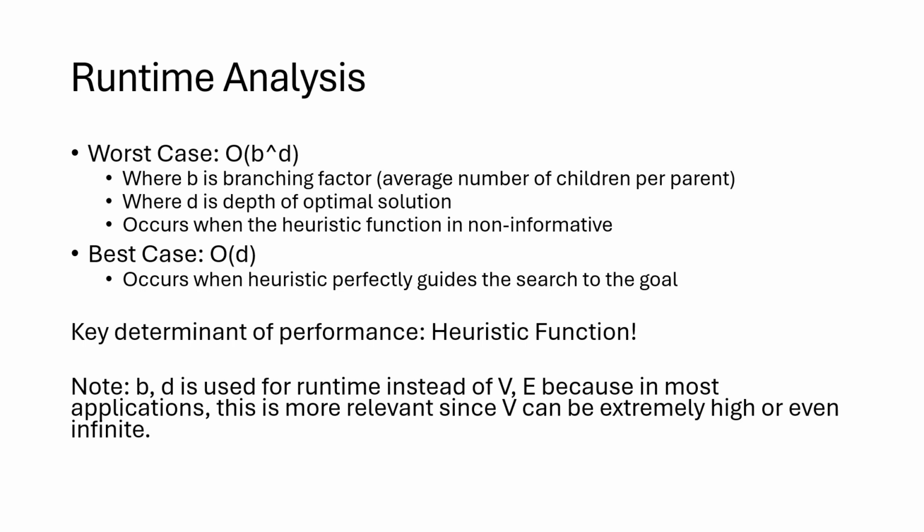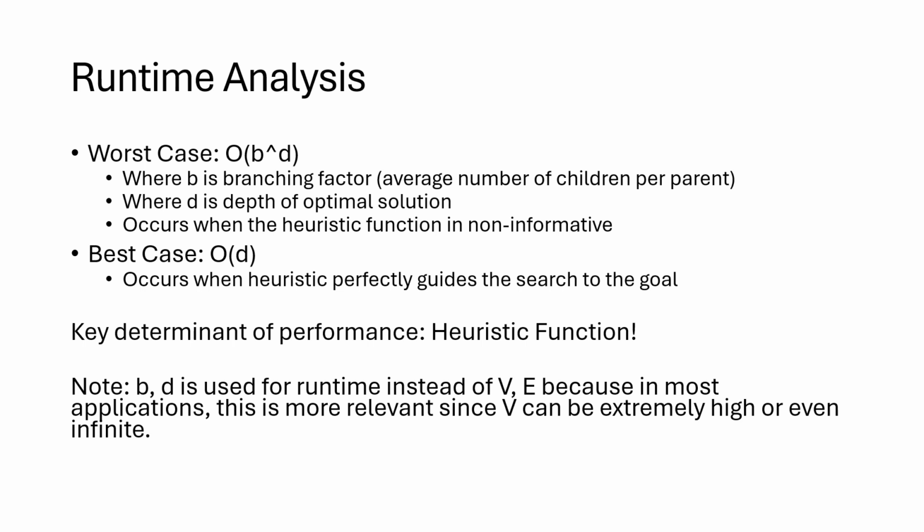When looking at our runtime analysis, we looked at a couple different articles, and we found that the best analysis was with the branching factor and the depth. Note, this is very different from what we learned in class, because what we learned in class is with V and E, which is number of vertices and number of edges. However, we didn't find any analyses online for the A-star algorithm that used this, because most of the applications involved a very high or even infinite V value, number of vertices.